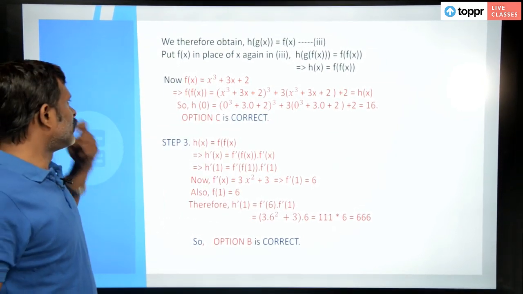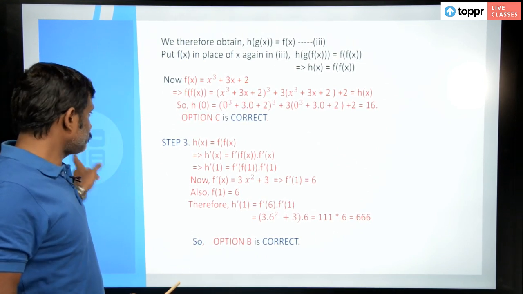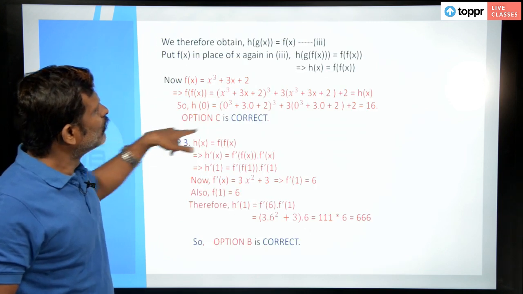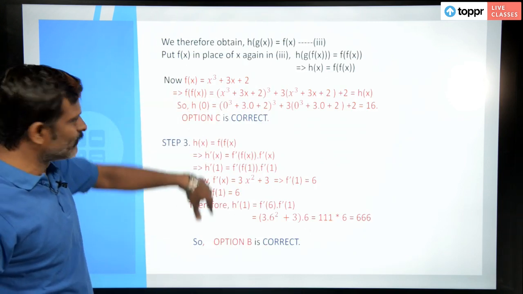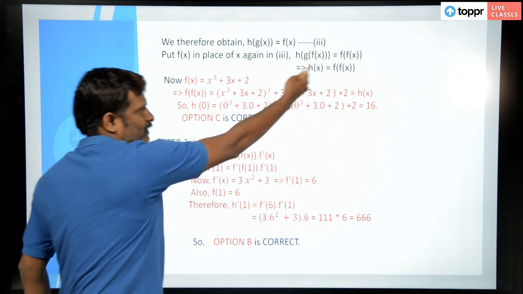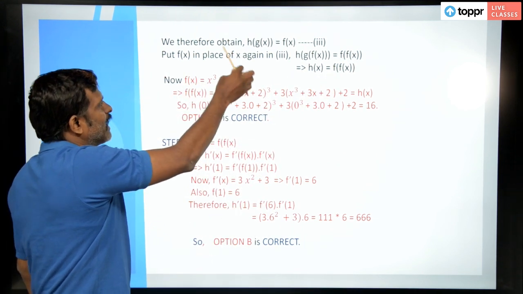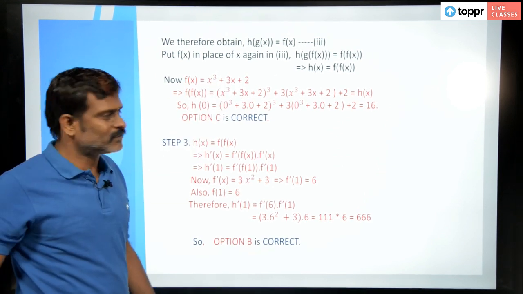Now you can differentiate, right. What are we trying to find here actually? H of 0. So h of 0 means f of x. First we will find f of x because that is h of x, right. So f of x is, in the place of x I have to put the entire expression x cube plus 3x plus 2.